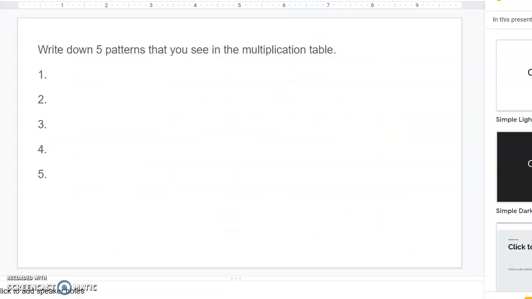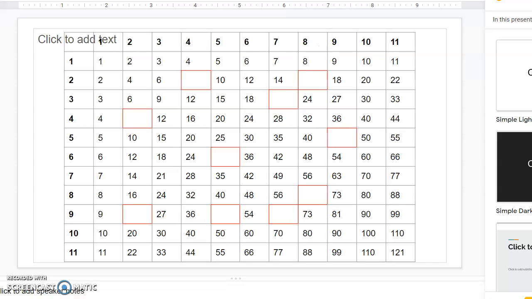And then the last slide, you simply have to write down 5 patterns that you see in the multiplication table, and you'll write them right next to the number here. So 1, 2, 3, 4, 5. You do need to find 5 patterns.